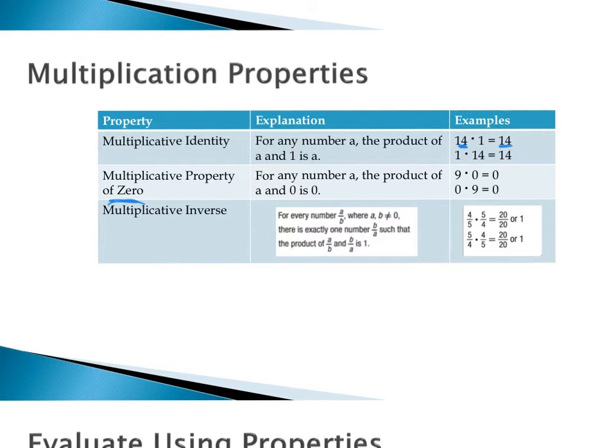Multiplicative inverse is what we went over last class, or last PowerPoint. Last PowerPoint, we went over a reciprocal, where if we had 3 over 4, and we multiplied it to 4 over 3, that would give us a 1. These two numbers are reciprocals. This whole process is a multiplicative inverse, where you multiply something by the reciprocal and you get 1. This is just fancy writing for saying that for every number where the denominator is not 0, you will have this situation.